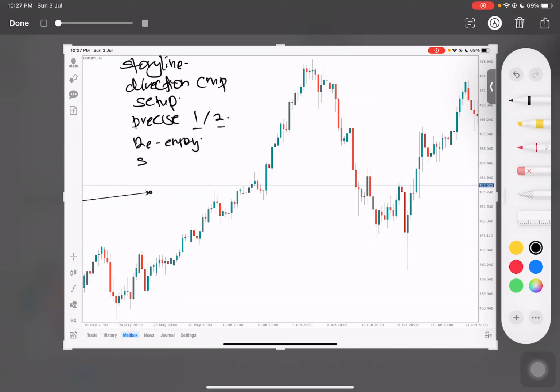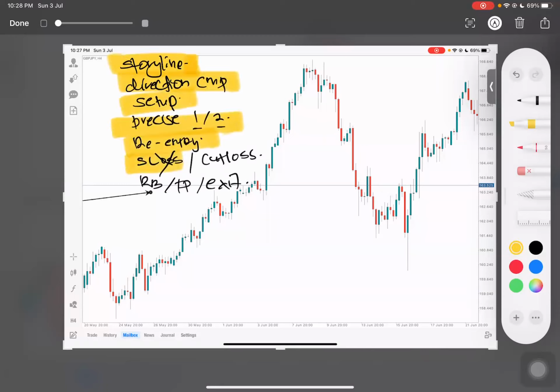Did you use stop loss or not? No, good. Don't use stop loss. It's going to take the stop loss and go so far. Better to use cut loss. So what else? Yeah, roadblock, TP, SG, I already covered. Let me highlight the first: storyline, direction, CMP, setup, precise. Stop loss, cut loss. No stop loss, don't want.